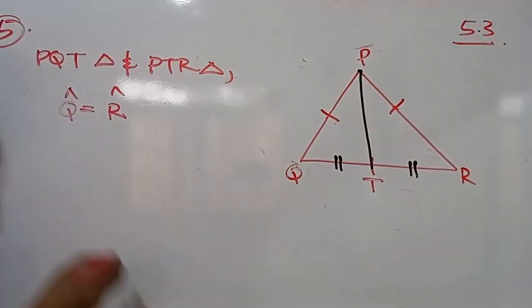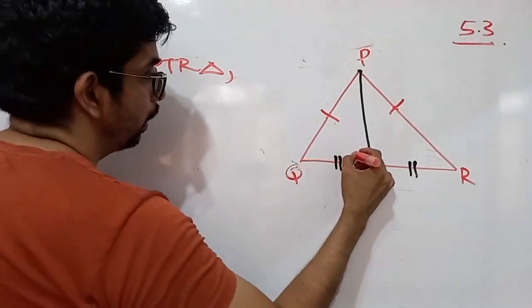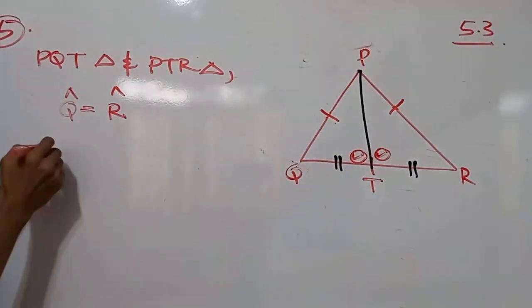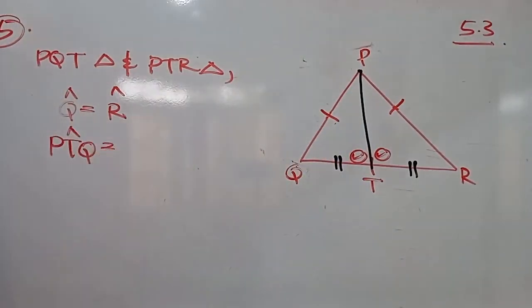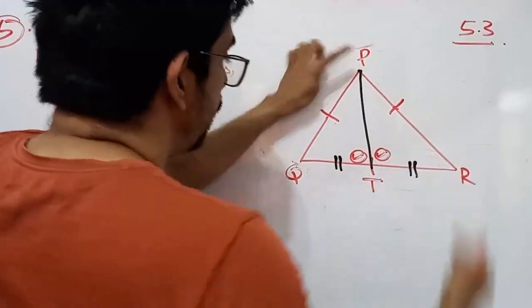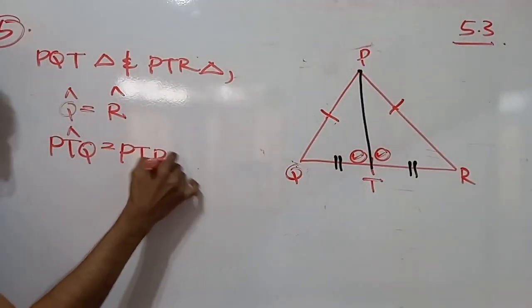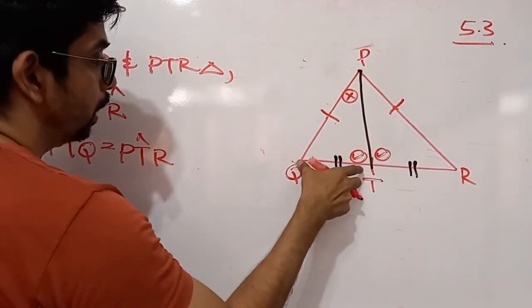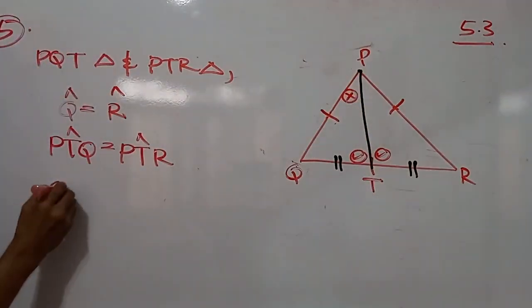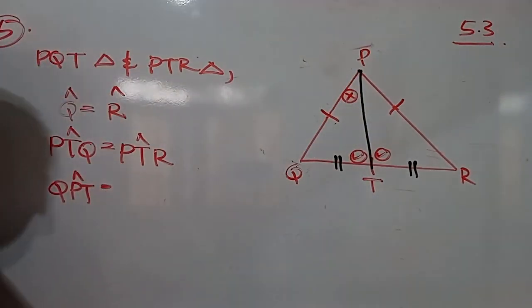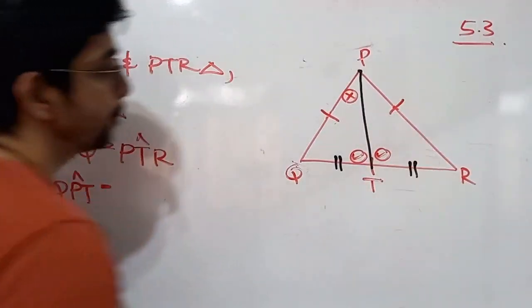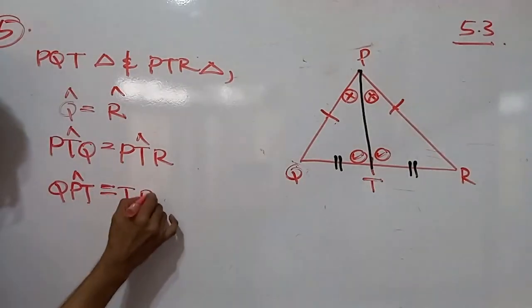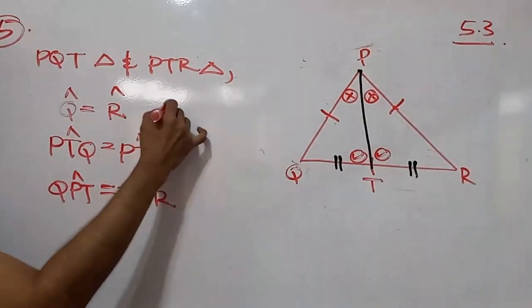This angle. PQ, opposite angle is PTQ. PTQ. Now we will take PR side. What's the opposite angle? PTR. PTR. Now let's take this one. If we take the QT side, the opposite angle is what? QPT. QPT. And if we take TR side, what's the opposite angle? TPR. TPR. So these are the corresponding elements.